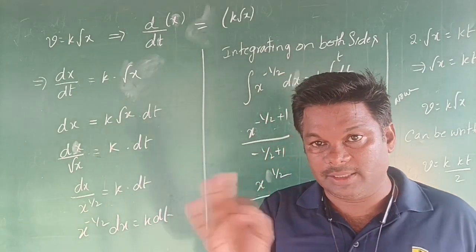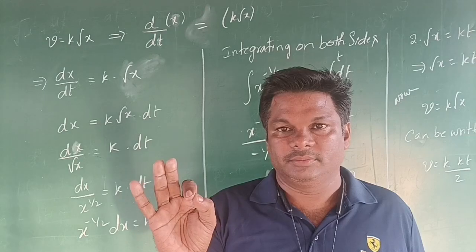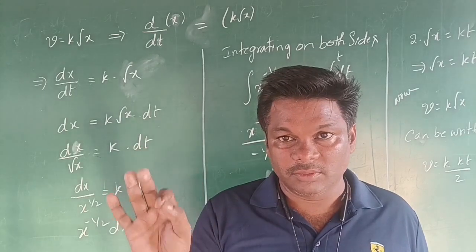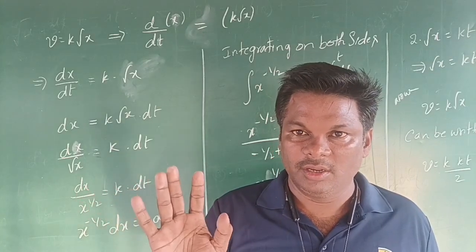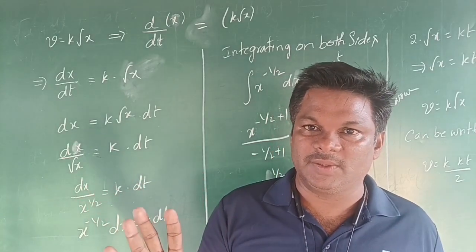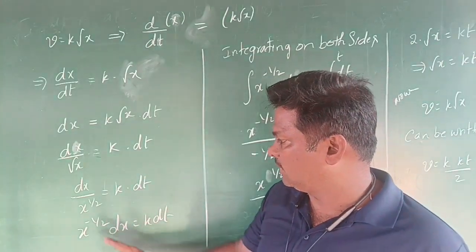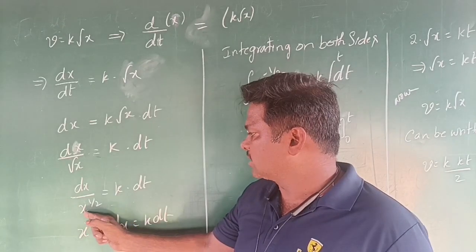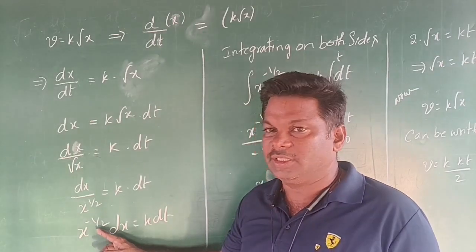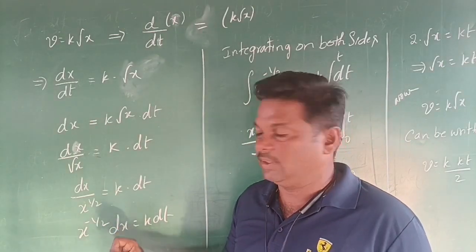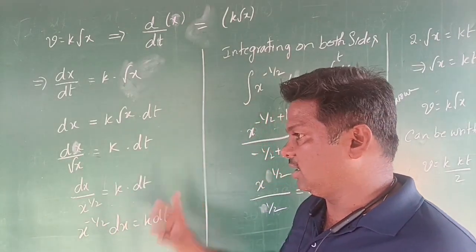Our formula will be like this: x power n is equal to 1 by x to the power of minus n, or 1 by x to the power of minus n is equal to x to the power of n. According to that formula, from exponents and powers, we can write x to the power of 1 by 2, which is in denominator, into numerator by changing its sign of the power. That is, x to the power of minus 1 by 2 into dx is equal to k dt.